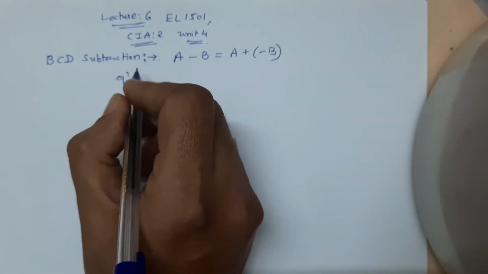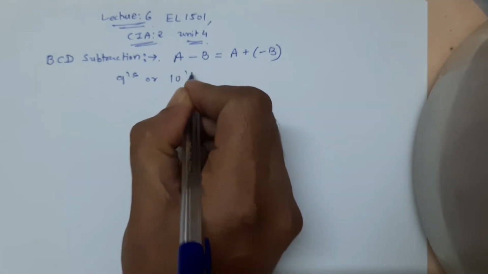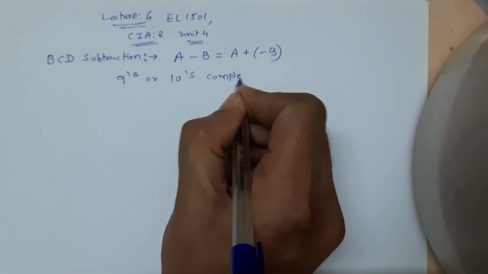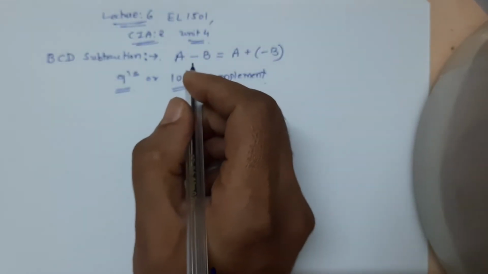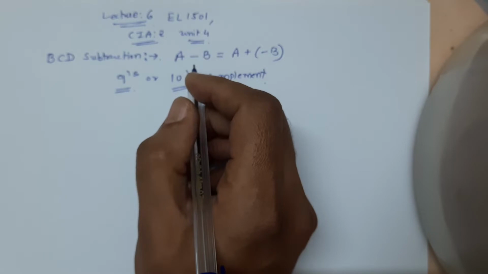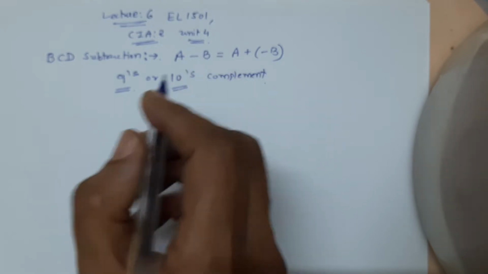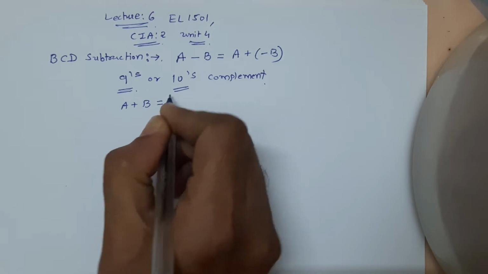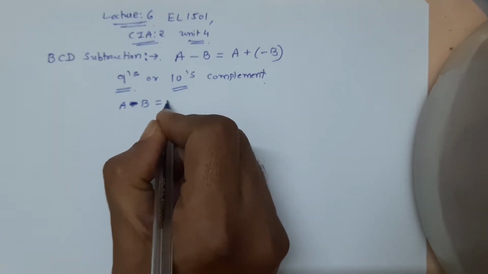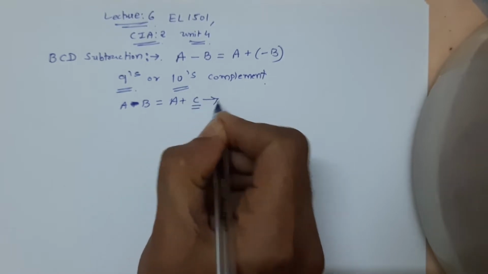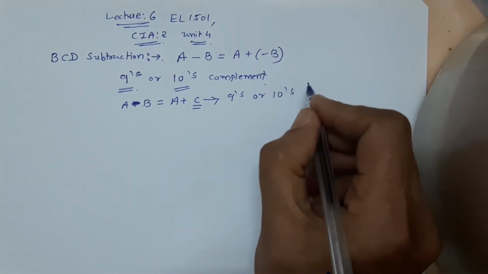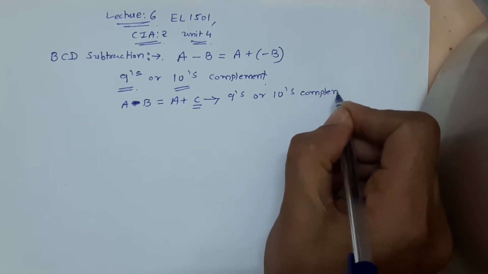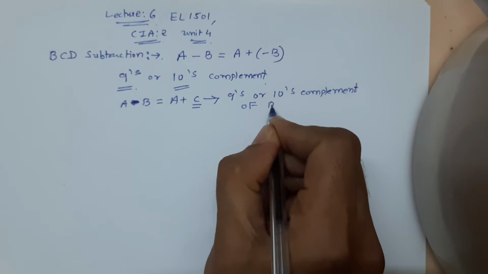So the problem is how to find out the 9th complement and how to find out the 10th complement. Right? The negative BCD number can be expressed by the 9th or 10th complement of the BCD number. Hence, we can write A minus B is equal to A plus C, where C is the 9th or 10th complement of B.